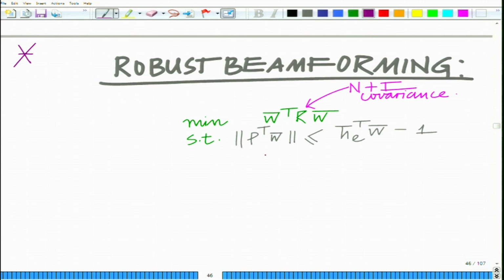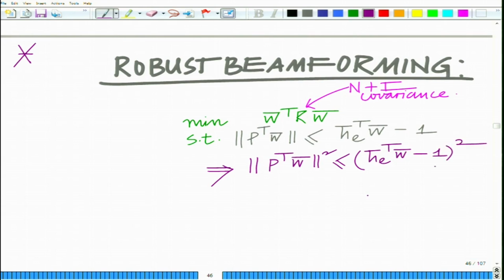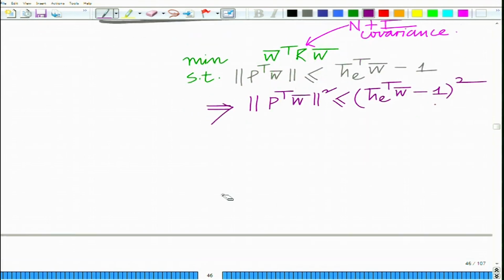Now, what this implies is, if you look at the constraint, that implies that the norm square of P transpose W bar is less than or equal to H bar E transpose W bar minus 1, whole square. Okay. So, now what we are going to do is formulate the Lagrangian as follows.